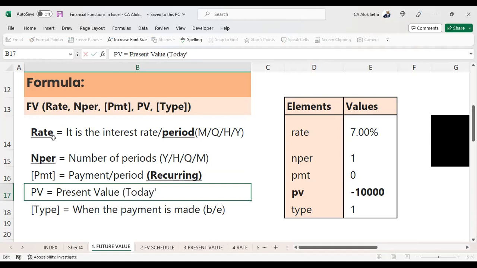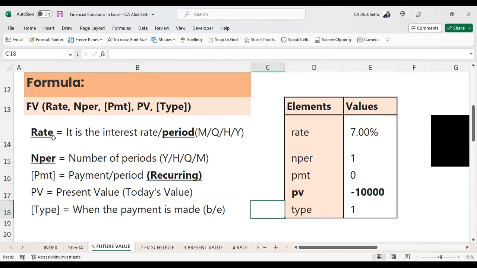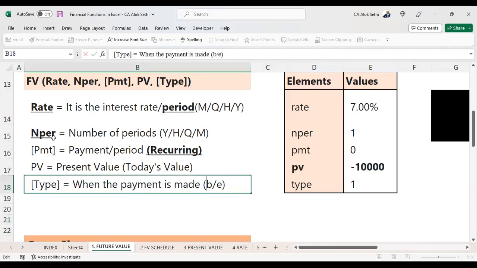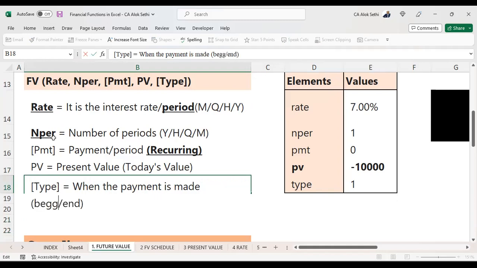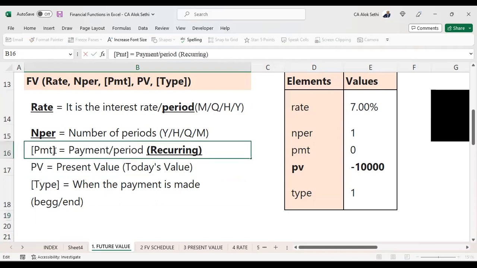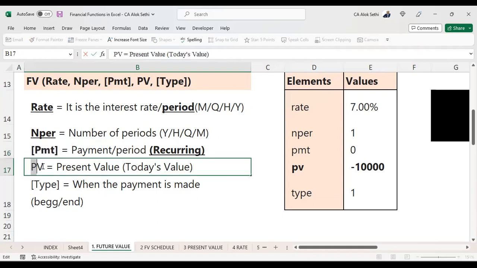आज की क्या value है? Today's value, right? And type means when the payment is made, beginning or end. So I'll just add these words, beginning or end. I hope all these terms are clear to you: rate, NPR, PMT, PV, type, because ये सब repeat होने वाला है पूरे sessions में, ये सारे words बहुत बार repeat होंगे.